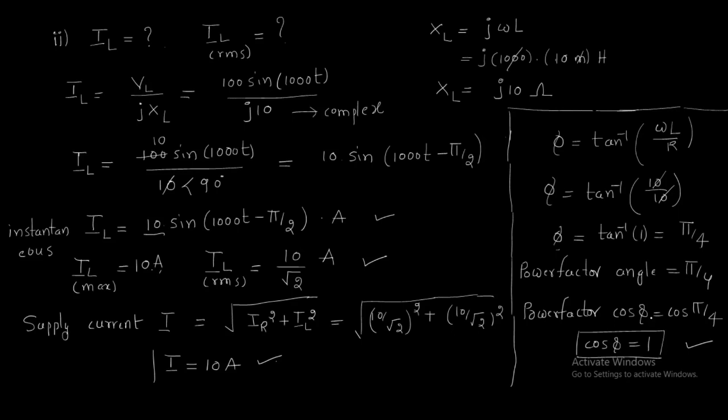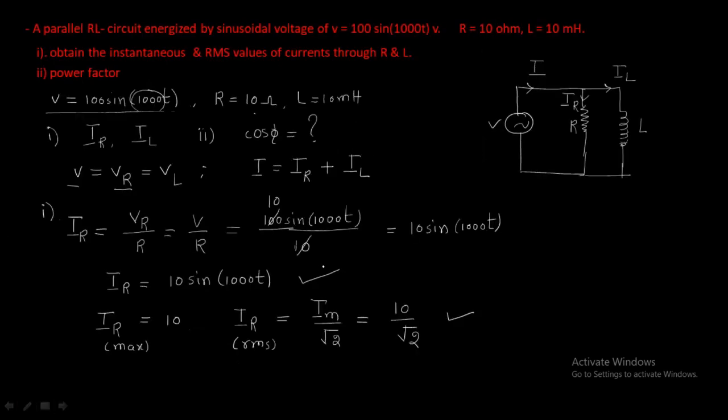Now this cos phi is not 1 actually; we have a small modification here. What is cos pi by 4? Cos pi by 4 equals 0.707. Understand? That means 70.7% of power will be used. That is the meaning of power factor. Okay, this is about the RL parallel circuit problem. Thank you.